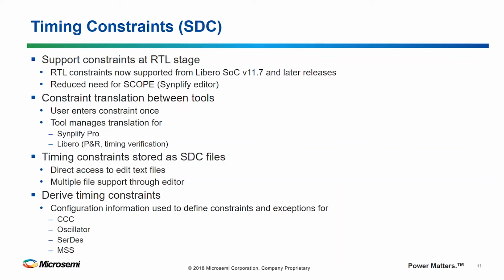This reduces the need to use the Synplify Pro SCOPE editor to create your timing constraints. Makes it easy for you to have consistent timing constraints between the tools. You enter the constraints one time, and you can decide if you want the constraints for synthesis, for layout, for timing verification. You can have one file that supports all three of those, or you could have separate files, one for synthesis, one for layout, one for timing verification if you wanted to.